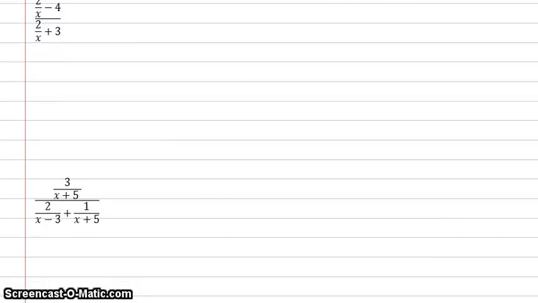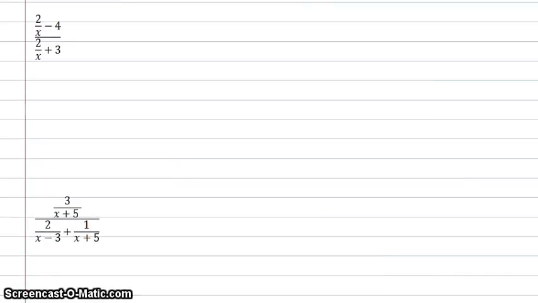Okay, so let's try one more. I'm going to use one color for my numerator. So here I have 2 over x minus 4 over, remember there's an invisible 1 if you don't see the denominator.